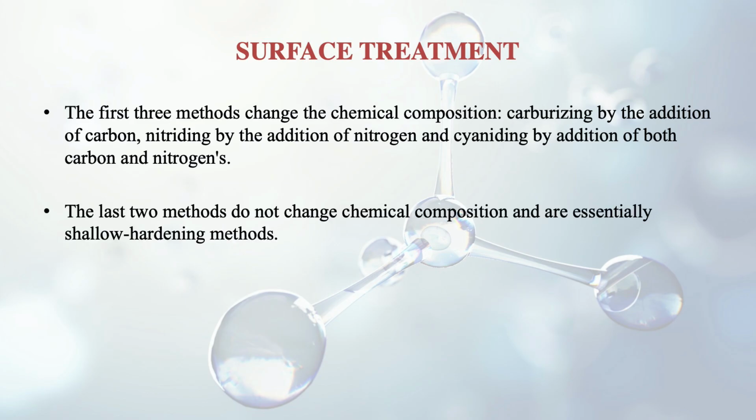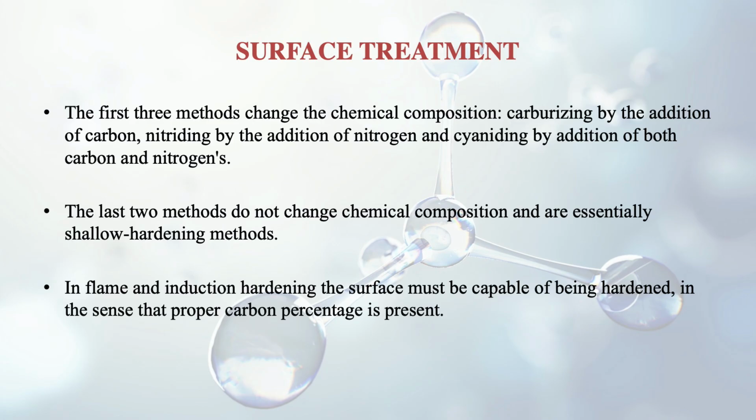Then we have the last 2, which are flame hardening and induction hardening. In these cases there is no chemical addition; we are just heating them. That process involves heating instead of the addition of any chemical. In flame and induction hardening, the surface must be capable of being hardened, in the sense that a proper carbon percentage is present. Then we move on to the protective type of coatings.